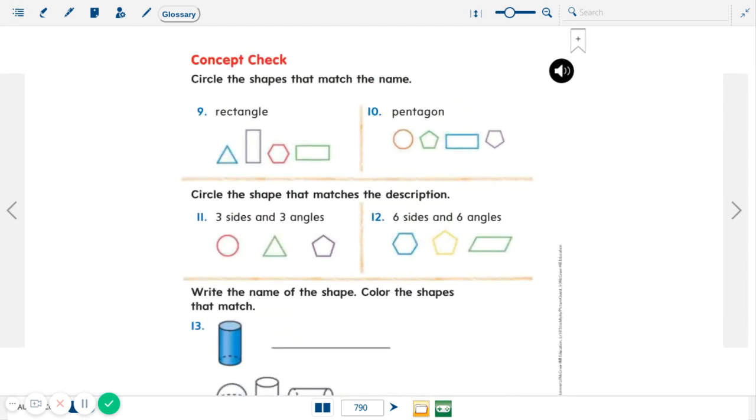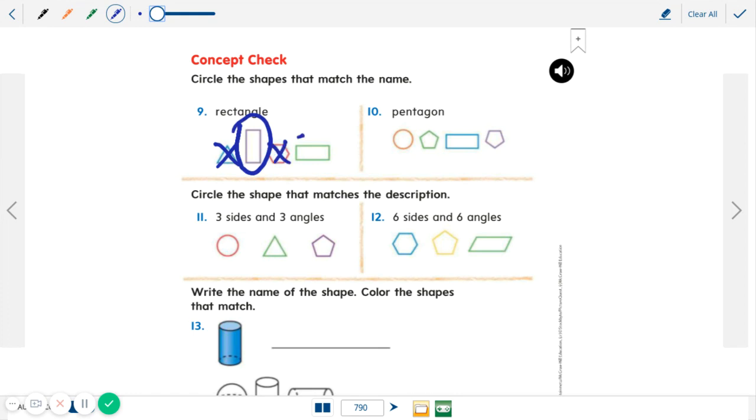For numbers 9 and 10, we need to circle the shapes that match the name. So for number 9, our shape is a rectangle. The first shape that we have here is a triangle, so that's not a rectangle. The second one is a rectangle. The third one is a hexagon, and the last shape is a rectangle.